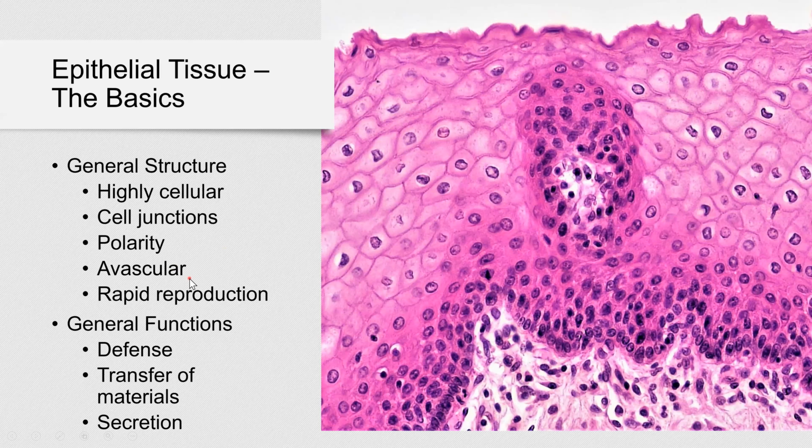It's avascular. That means we do not have blood vessels. Also rapid reproduction. General function of epithelial tissue is defense, transfer of materials, and secretion.